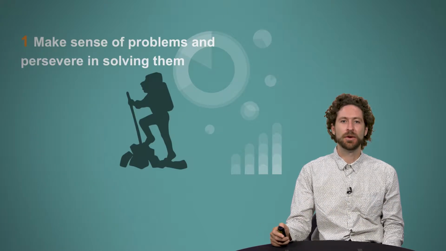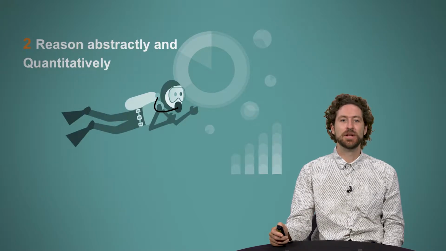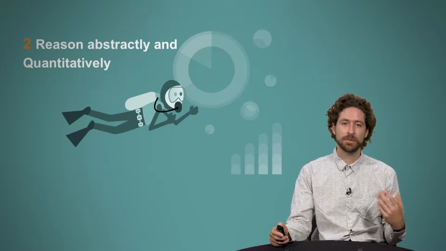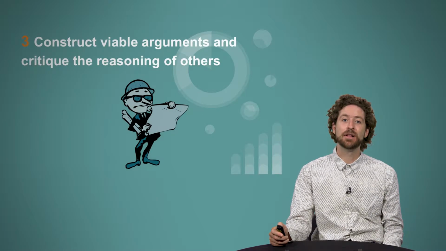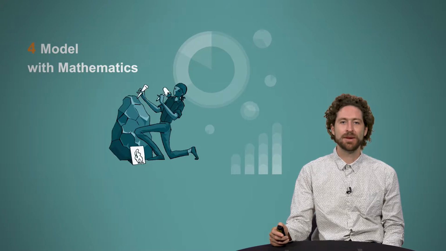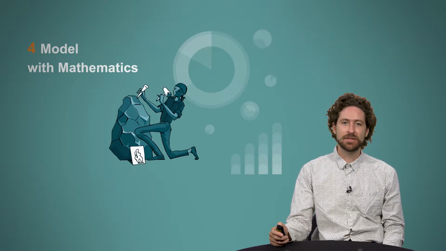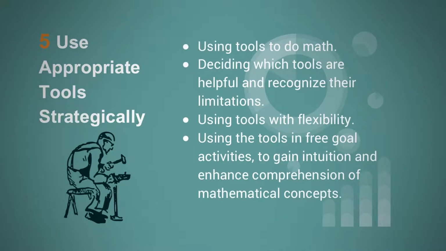In the first video, we already covered the first 4 standards: make sense of problems and persevere in solving them, reason abstractly and quantitatively, construct viable arguments and critique the reasoning of others, and model with mathematics. In this video, we'll consider the last 4. Standard 5: use appropriate tools strategically.